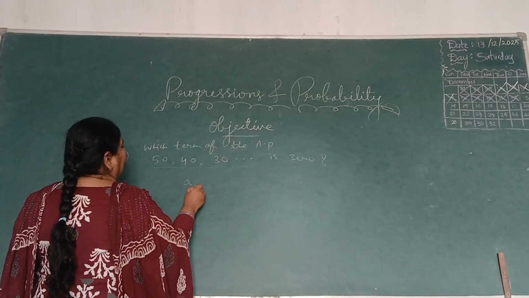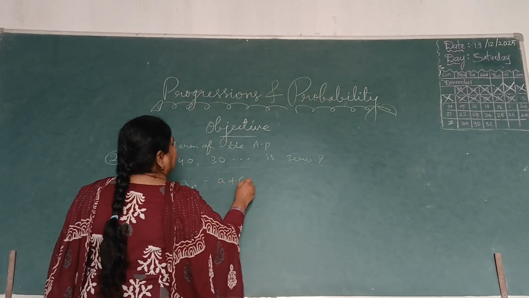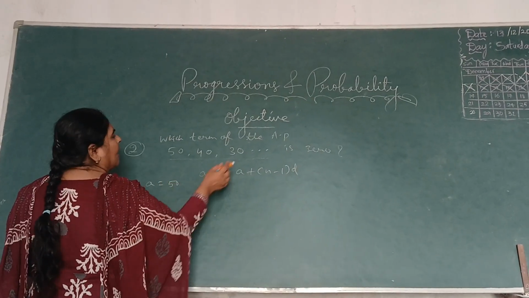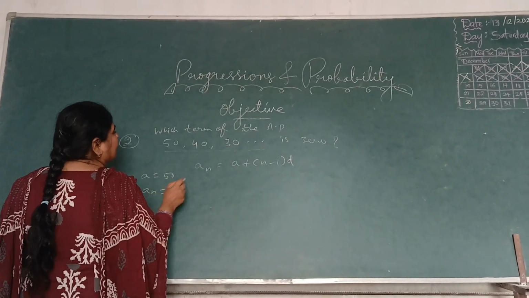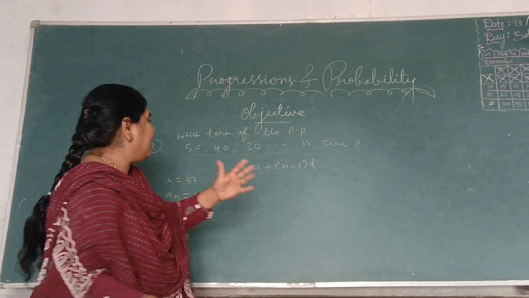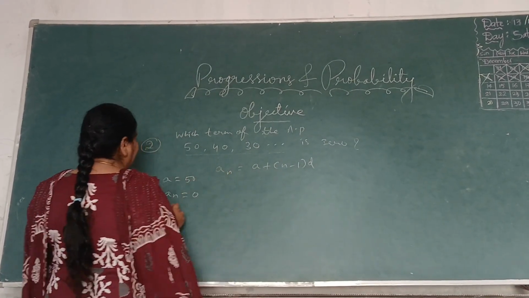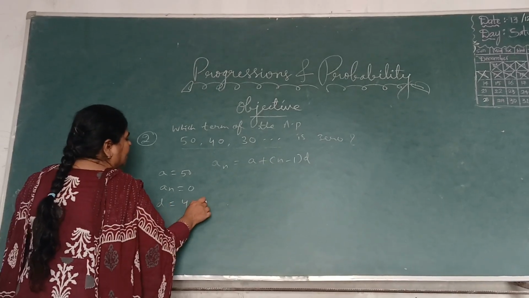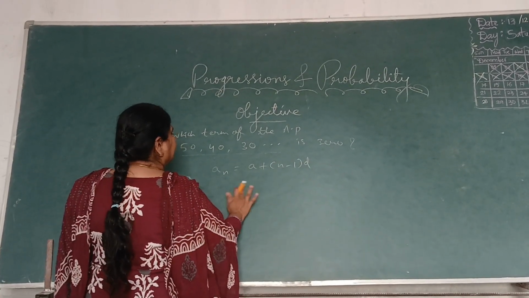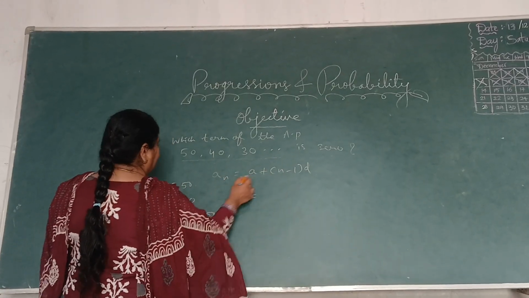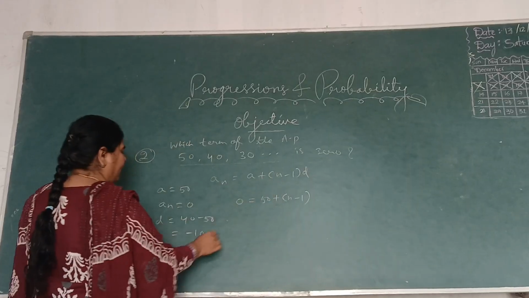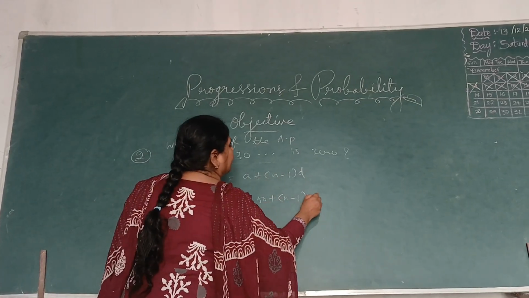Already we have the formula: an is equal to a plus (n minus 1) into d. And a is here 50, and an can be taken as 0, because the term that is 0 is what I am going to find. So an is 0, and d can be written as 40 minus 50, that is minus 10. Instead of an I am going to write 0, instead of a I am going to write 50, and n minus 1 in brackets into minus 10.